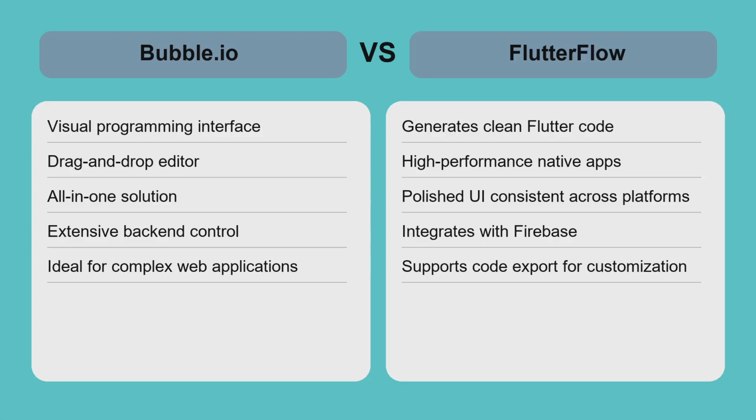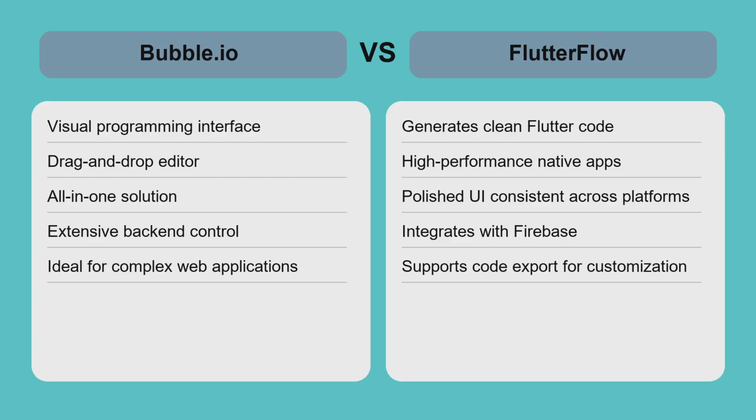Bubble excels in rapid web app development with extensive backend control and workflow customization, making it ideal for complex web applications without coding. However, its apps run in browsers and may lack native mobile performance. FlutterFlow, on the other hand, targets native mobile and web apps using Flutter, delivering smoother performance and polished UI, but with a steeper learning curve and reliance on Firebase.